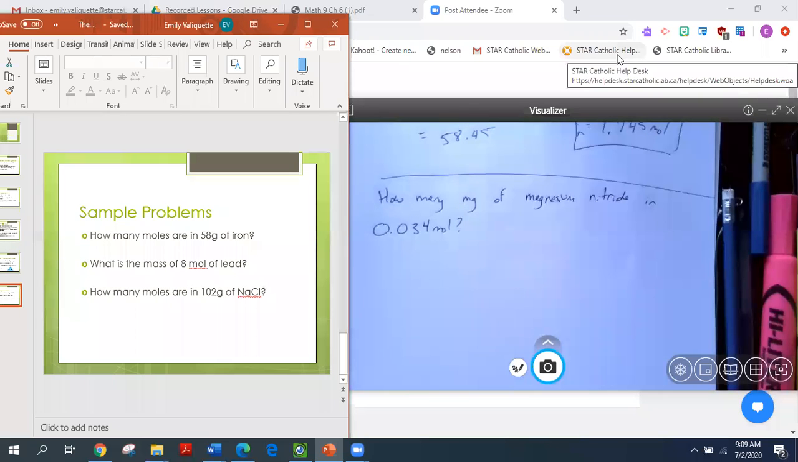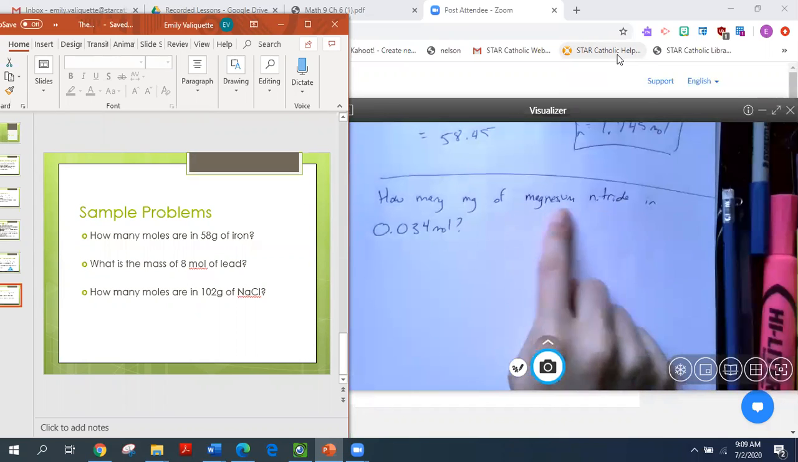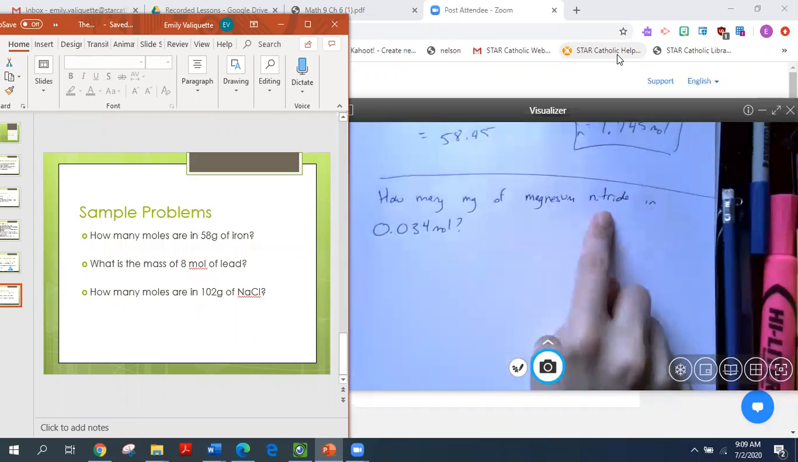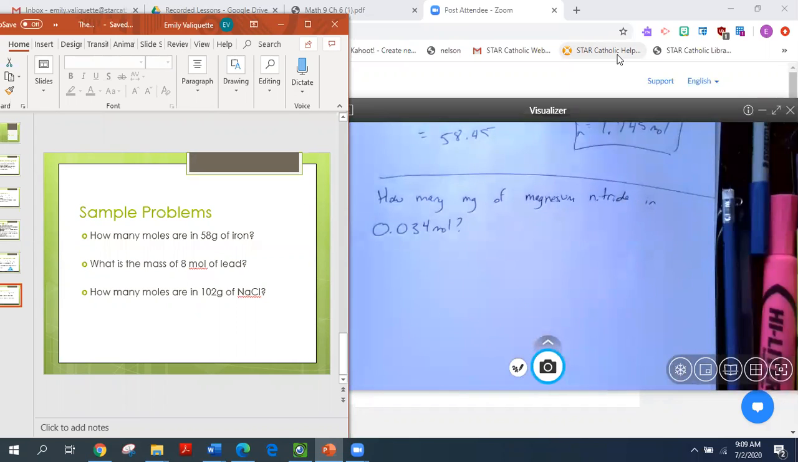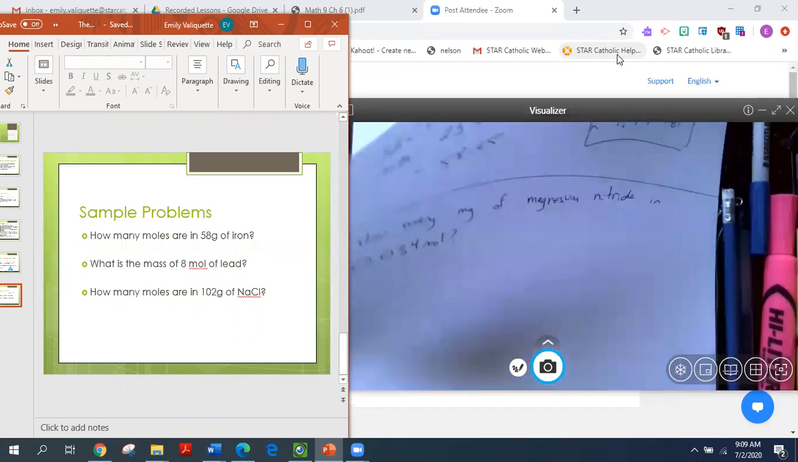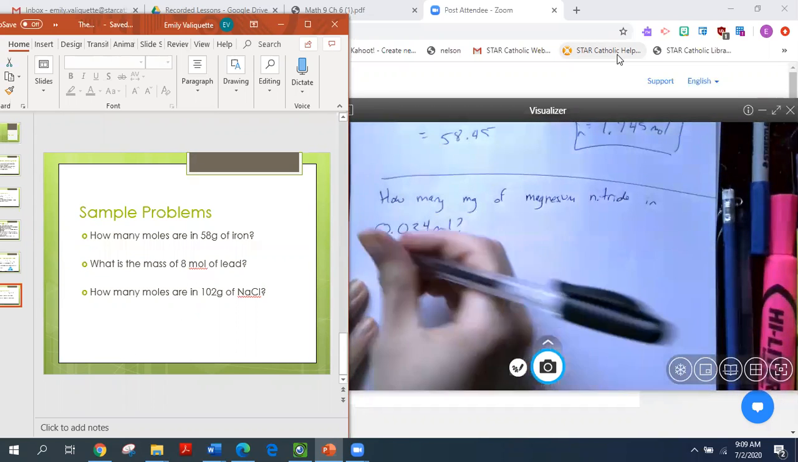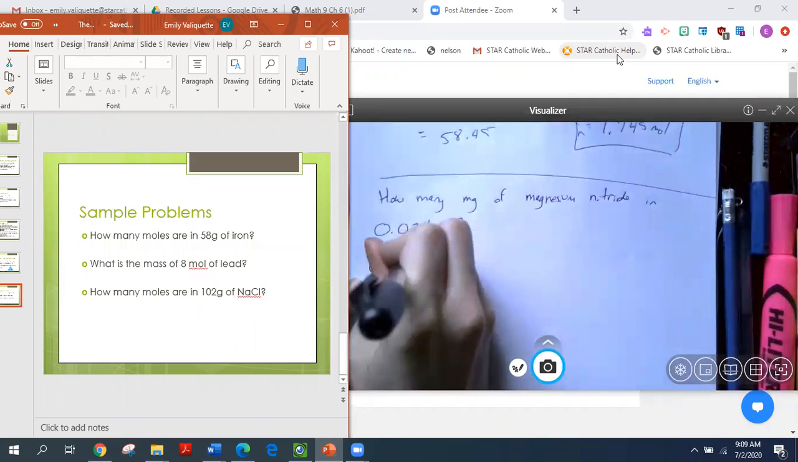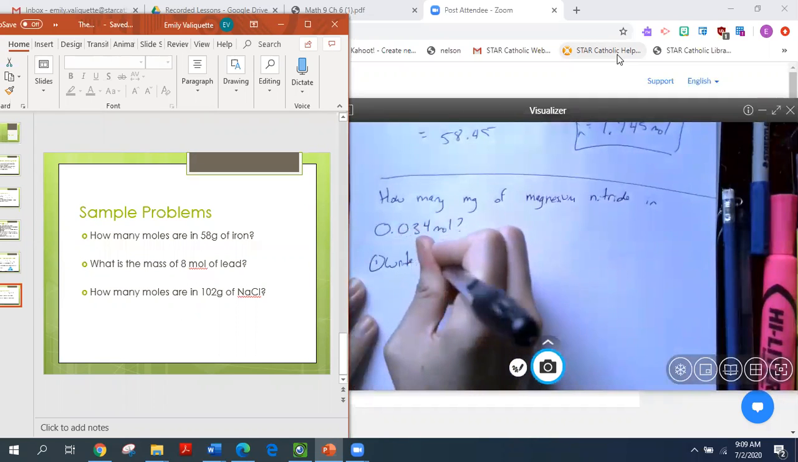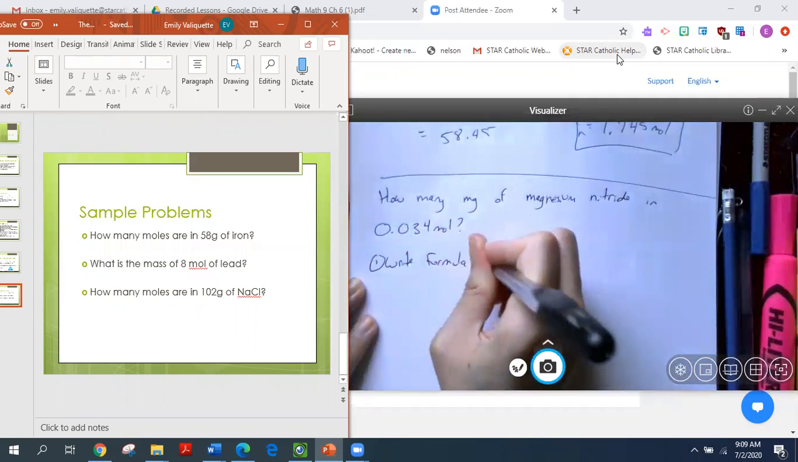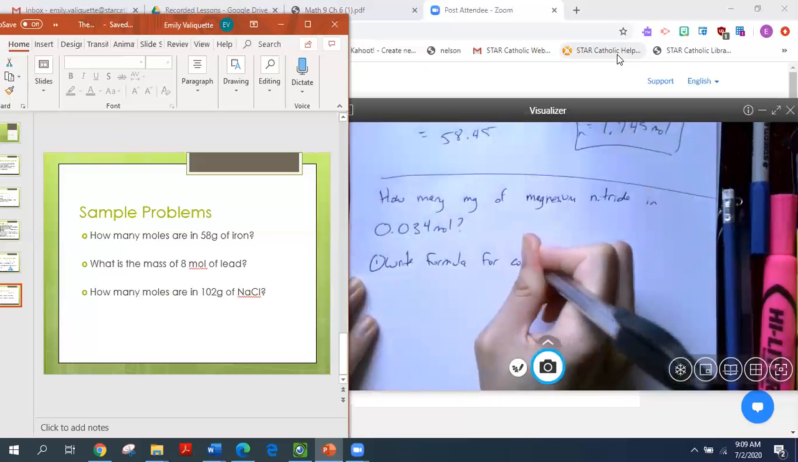Okay, one last question that I've written out here. How many milligrams of magnesium nitride are in 0.034 moles? So in this case, because we haven't been given the formula and we have a compound, not just a lone element, our very first step here needs to be to write out the chemical formula. So step 1, write the formula for the compound.